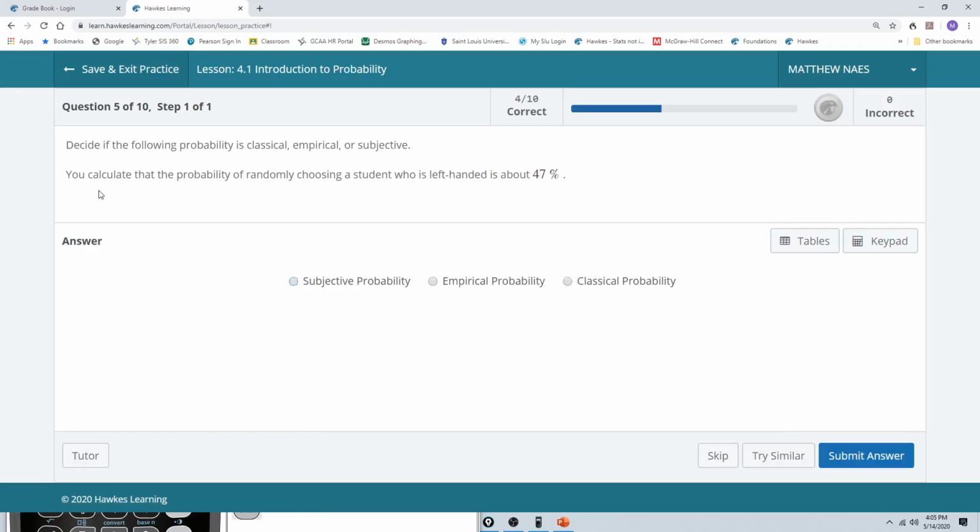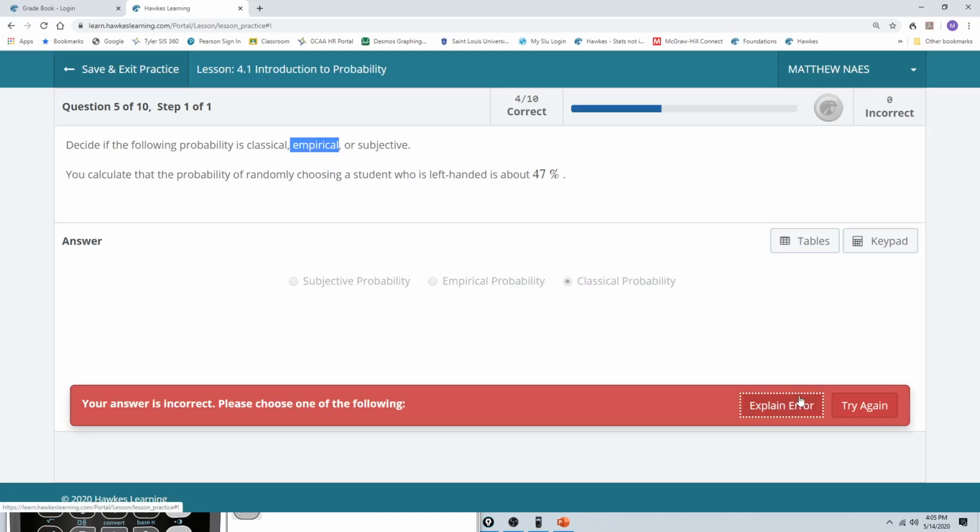All right, so here's the question. Is this classical or empirical? I said they like empirical. On the PowerPoint, it's experimental. Okay, just know that empirical is experimental. That's the same thing. Both begin with E. You calculate the probability of choosing a student who is left-handed is about 47%. So I did not collect any data. Okay, nothing was collected. That is classical probability. No, explain error.